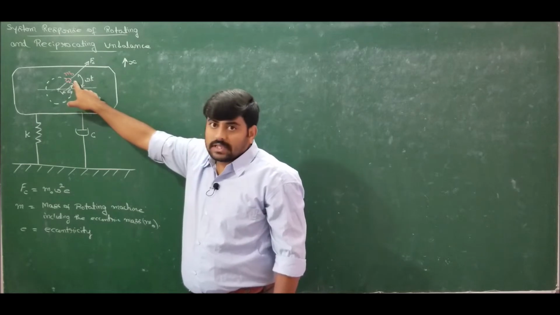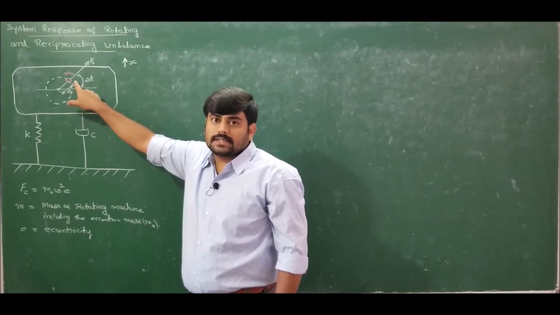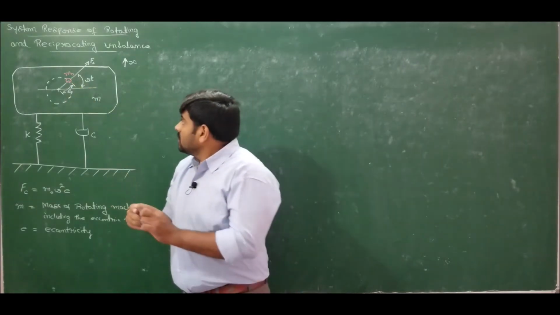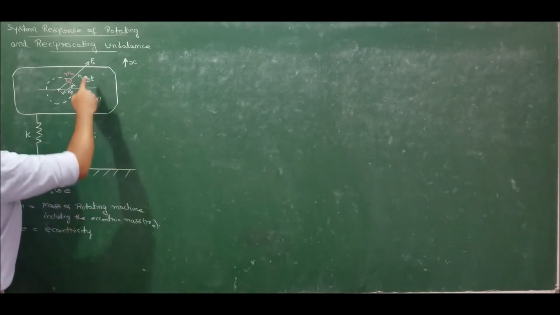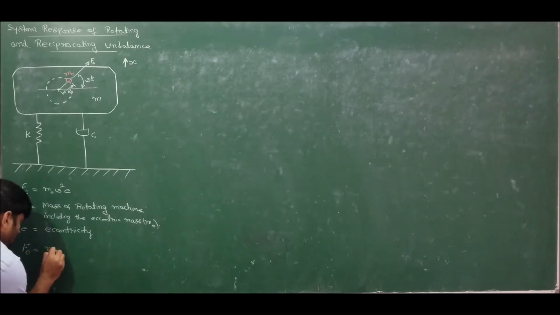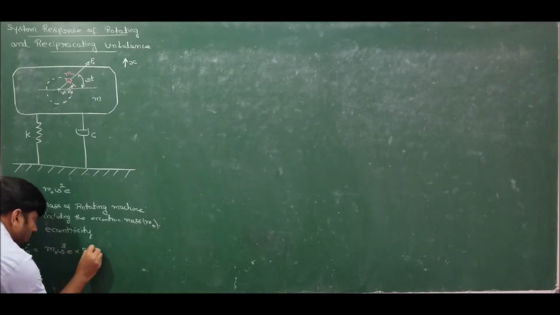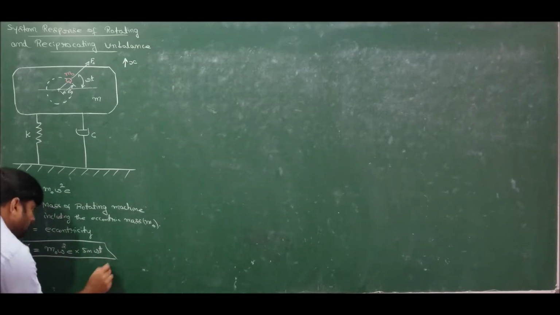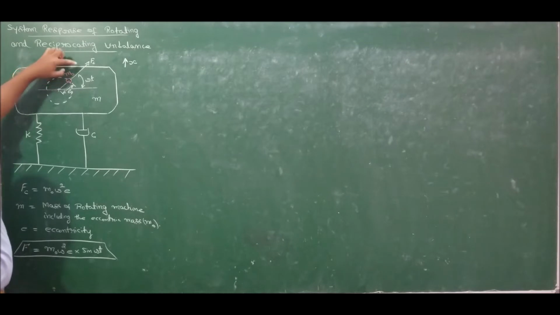The eccentric mass m naught will cause the unbalance in the system, which is nothing but causing the internal excitation for forced vibration. Now what is the vertical component of force? The vertical component of force is the excitation force, which is nothing but m naught omega square e into sin omega t, correct? So this is the vertical component of force. m omega square r is the Fc, and the vertical component is sin omega t.